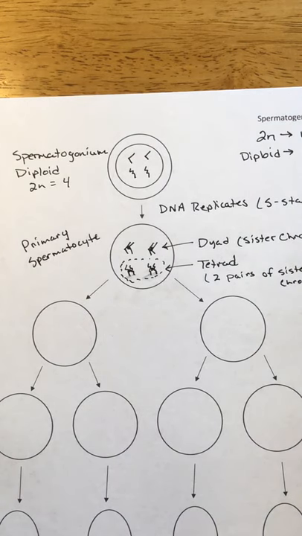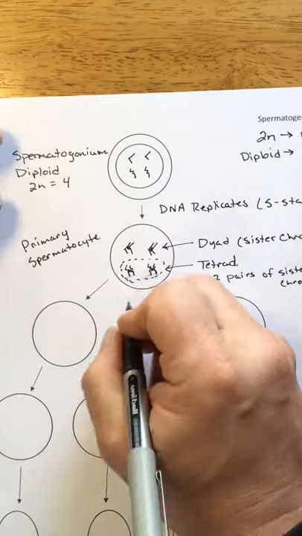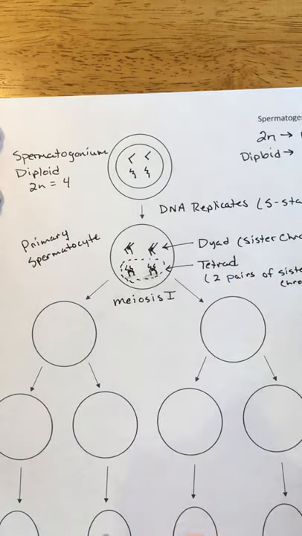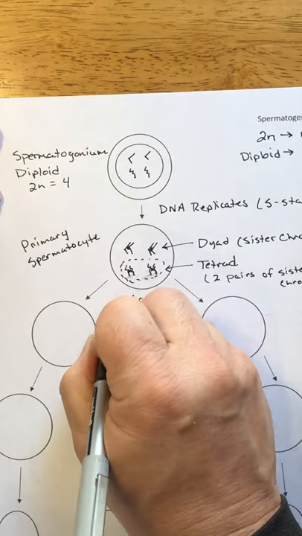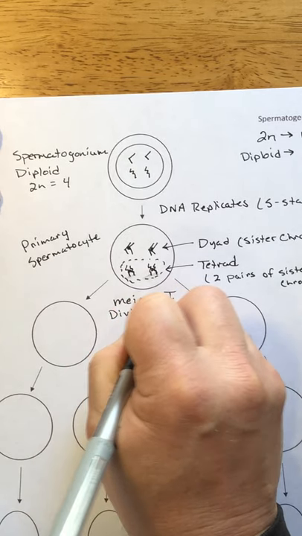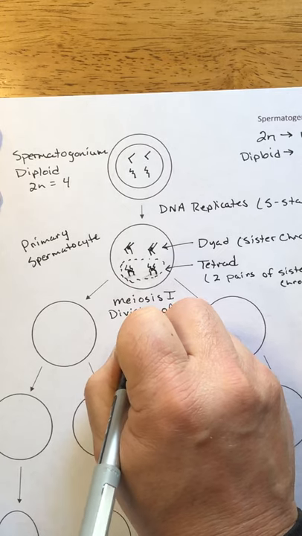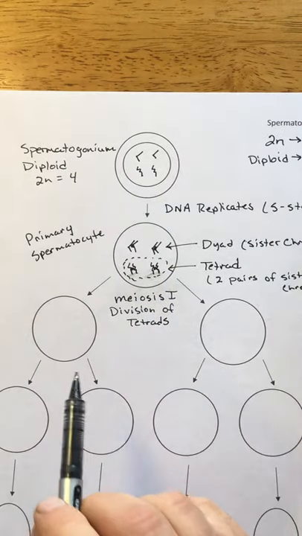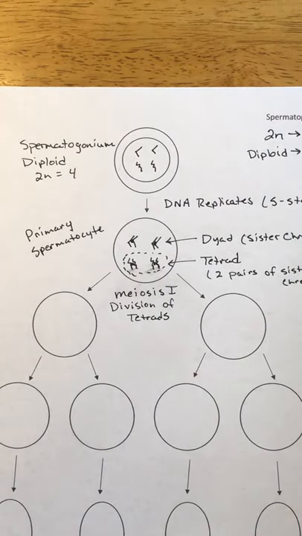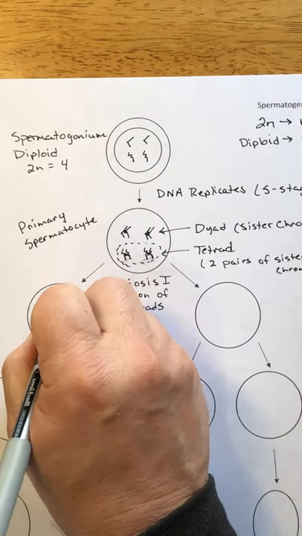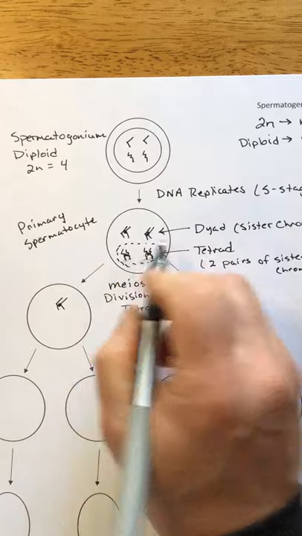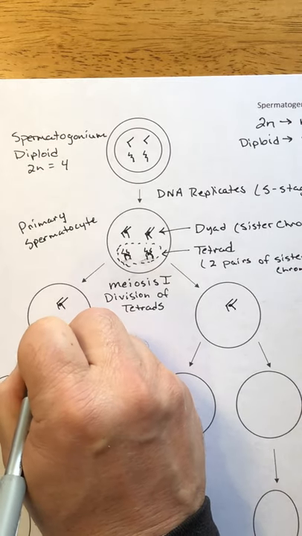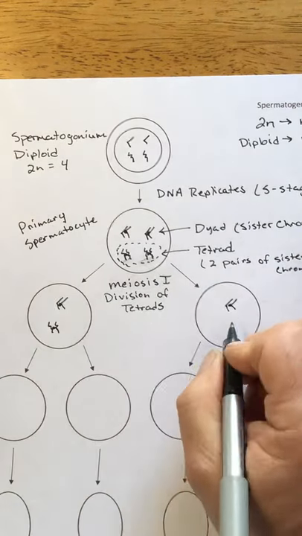And there's two divisions of the genetic material in meiosis. There's meiosis one, and meiosis one is a division of the tetrads. So essentially one dyad from each tetrad is going to go to the two resulting cells. And so this dyad will come over here, and this dyad from this tetrad will come to this cell. Same way for this tetrad. It will split during meiosis one.